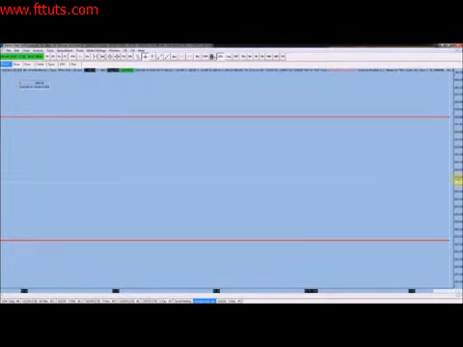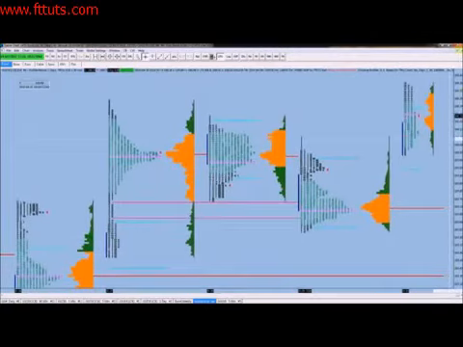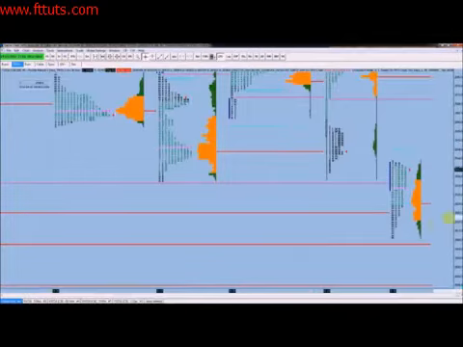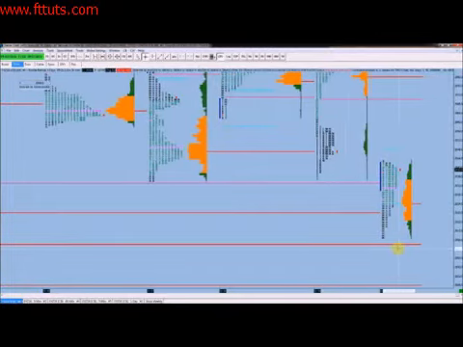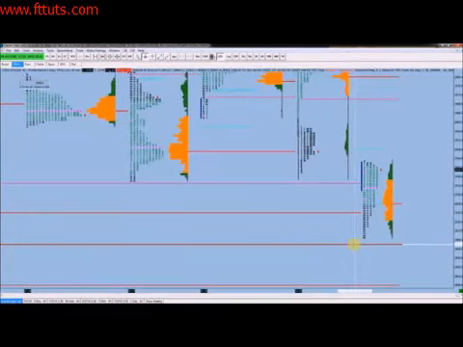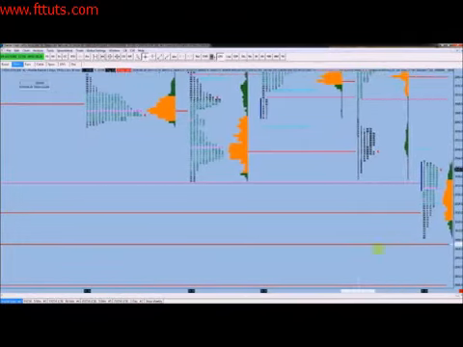So I mean, naked VPOCs, it's quite hard to see them once they get traded through. I wonder if the Eurostoxx has got any better examples. So today there is a naked VPOC that's running all the way down at 29.06. It comes from quite some time back.